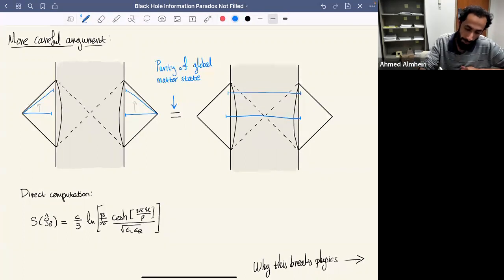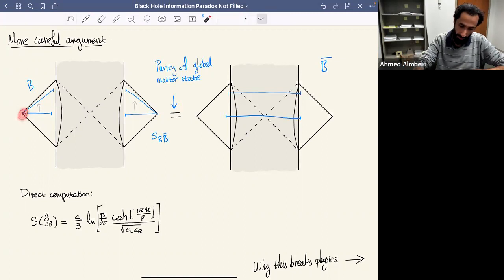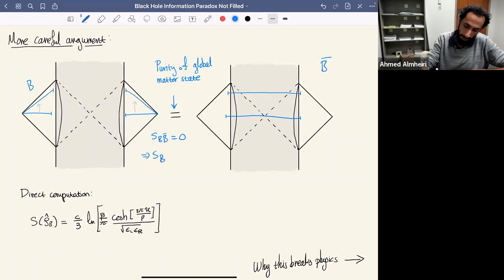You can use the fact that you have a global pure state of the matter fields, which would say that S B bar, I guess I should define what B bar is. So this is B, this is B bar. B and B bar cover the entire Cauchy slice from one spatial infinity to the other spatial infinity. And because the entire state is pure, the matter state is pure, this is 0, and therefore S B is equal to S B bar.